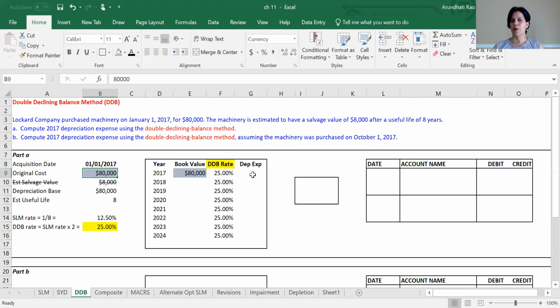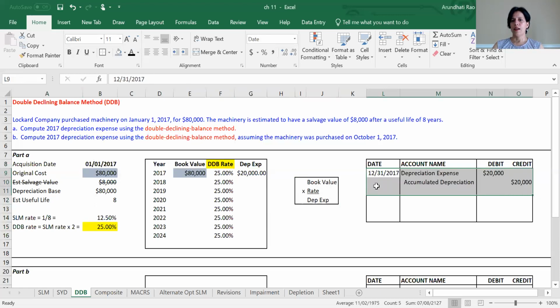So how do I calculate depreciation expense? Very simple. Depreciation expense is calculated as the beginning book value multiplied by the rate. So 80,000 times 25% will give me the depreciation expense for the first year. So my depreciation expense in the first year is 20,000. Let's do the journal entry on December 31st, 2017. Fairly straightforward. December 31st, 2017, depreciation expense debit, accumulated depreciation credit, $20,000.